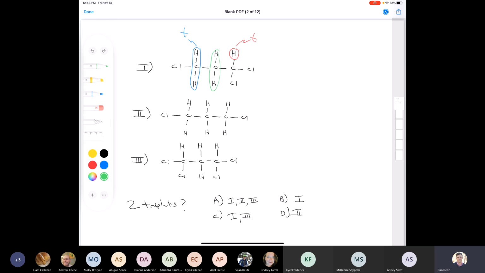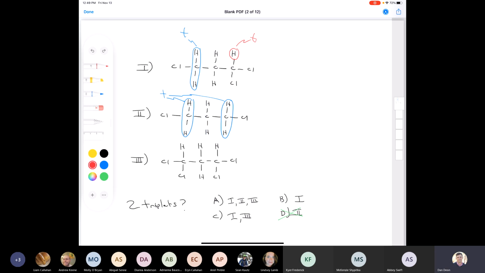It would actually give me a doublet of triplets or a triplet of doublets. And so this compound would give us two triplets. We can cross D off of the list. If we look at the second one, if we examine these two protons, they are coupled next to the two protons in the center, so we'd get a triplet. These two protons would also give us a triplet, but it would be the exact same triplet, wouldn't it? Because there's a plane of symmetry down the molecule.